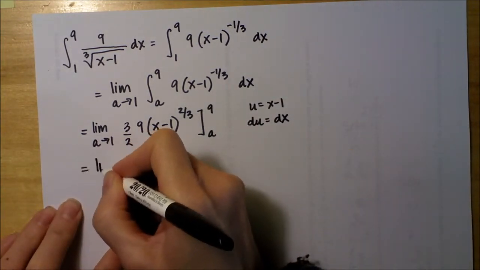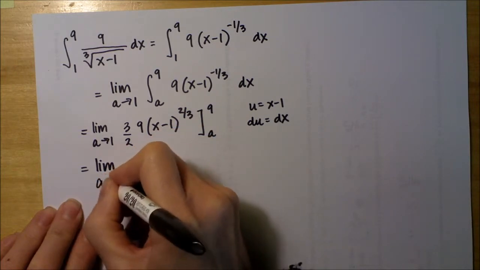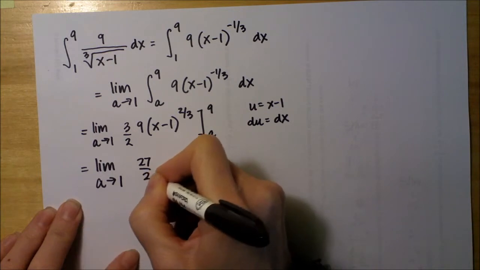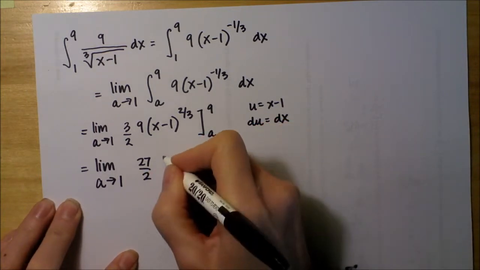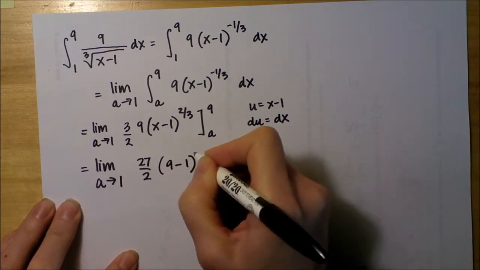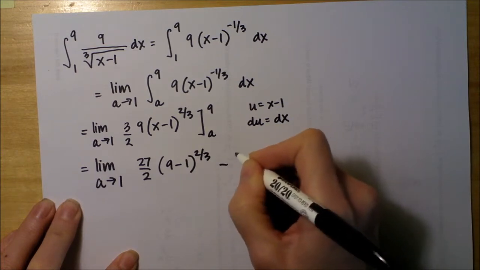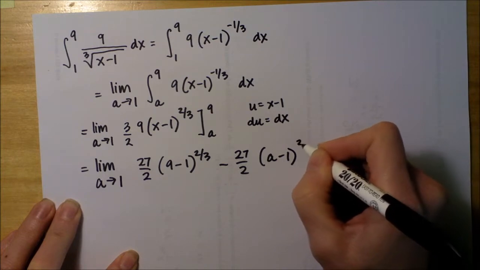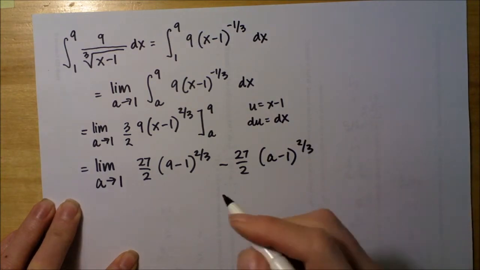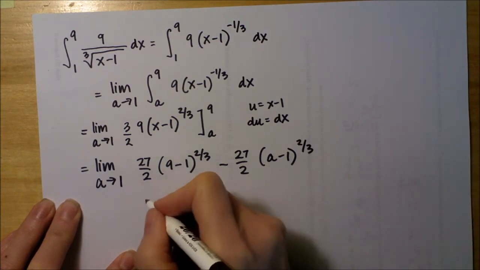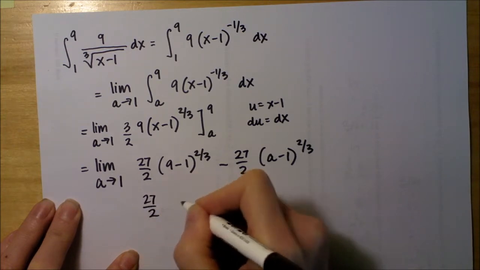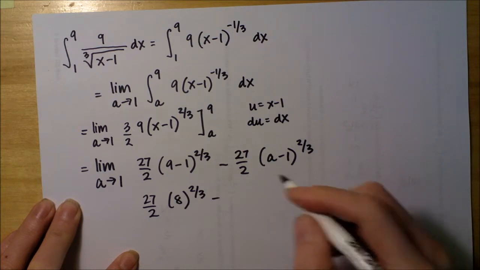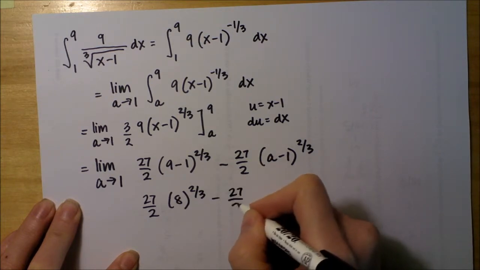So plugging in those pieces, the limit as a goes to 1, that'll be 27/2, right? 27/2 of 9 minus 1 to the 2/3 minus 27/2 of a minus 1 to the 2/3. 9 minus 1 is 8, so 27/2 of 8 to the 2/3 minus 27/2 of a minus 1 to the 2/3.